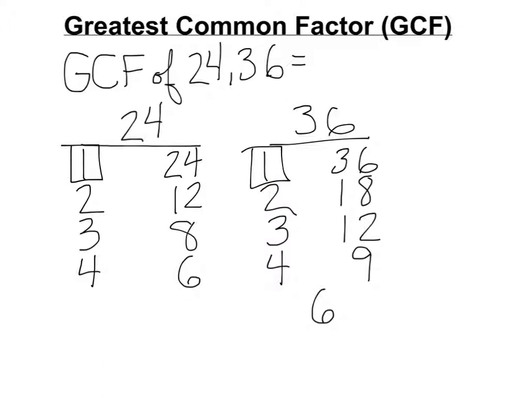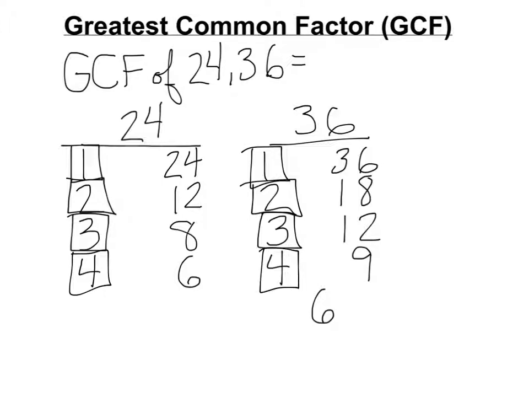Do they both have 2s? Yes. Box them. Do they both have 3s? Yes. Do they both have 4s? Yes. Do they both have 6s? Yes. Notice how I'm just working my way right around all the factors.